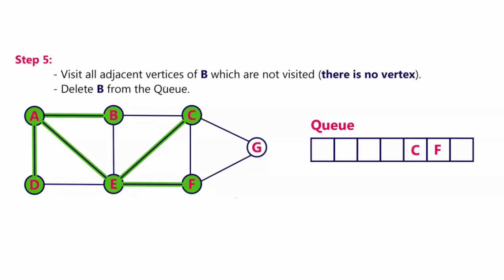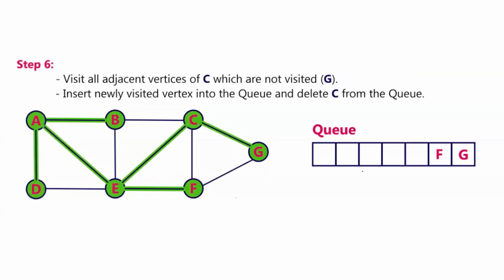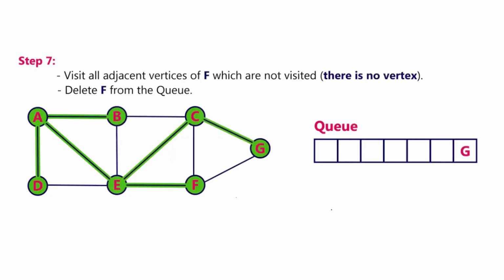So from the graph, visit all the adjacent vertices of B which are not visited. There is no vertex, right? So delete B. We did not consider B, so delete B. Let's move to the C. From C we have F and G, right? So we enter F and G for the next step. So we removed C again, visiting all the adjacent vertices of C which are not visited, G, right? Insert newly visited vertex into the queue and delete C from the queue, right? We deleted C and inserted F. See, like that, we reach the final step.